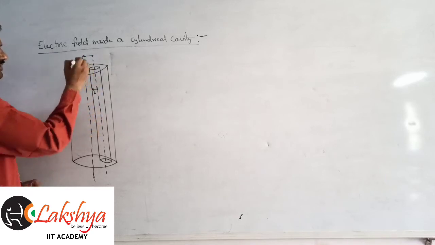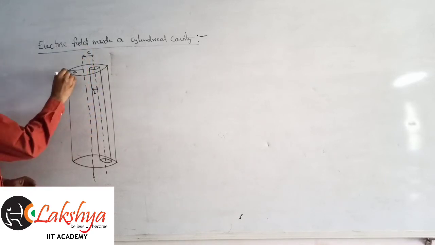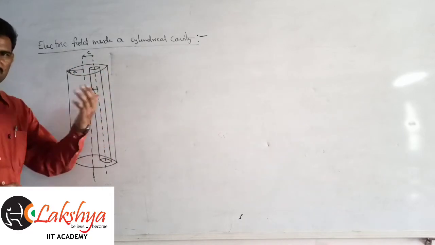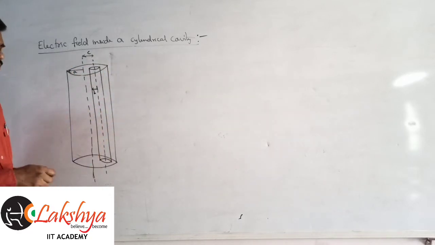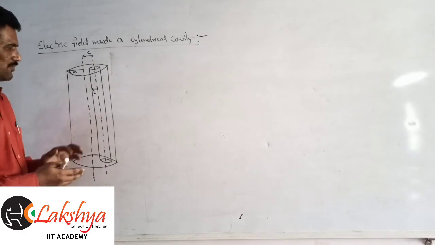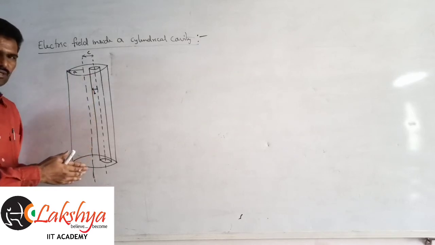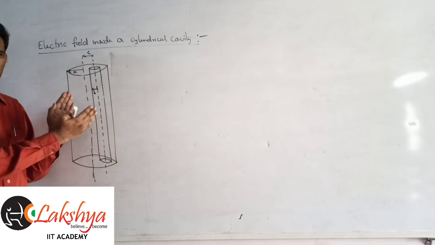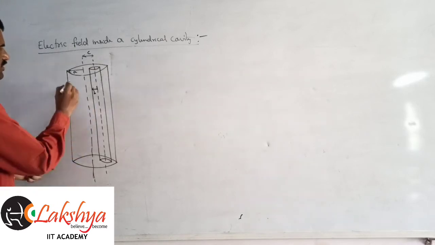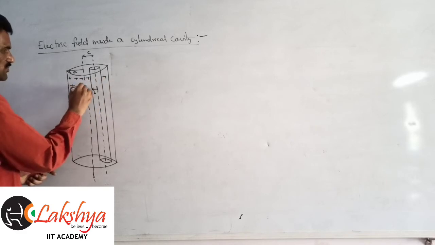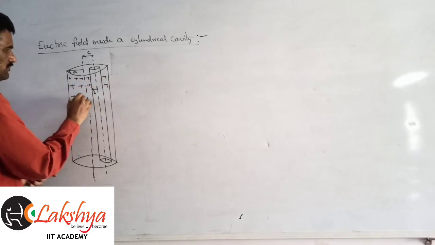Got it? These are the dimensions, same as our spherical cavities. I am taking the same notation so that you can remember them easily. A is the radius of the original cylinder, B is the radius of the cavity, and C is the distance between the axis of the original cylinder and the axis of the cavity. And we are assuming that this cylinder has some charge density rho, a volume charge distribution. This total charge density rho will be there here.